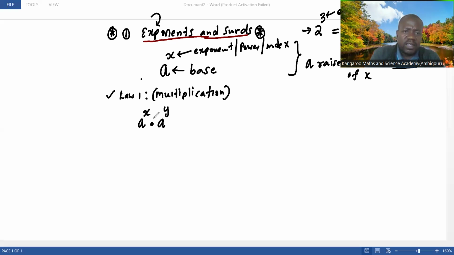under multiplication, when the bases are the same, you just take one base and you add the exponents. These are the exponents. x is an exponent, y is an exponent. You just add the exponents.